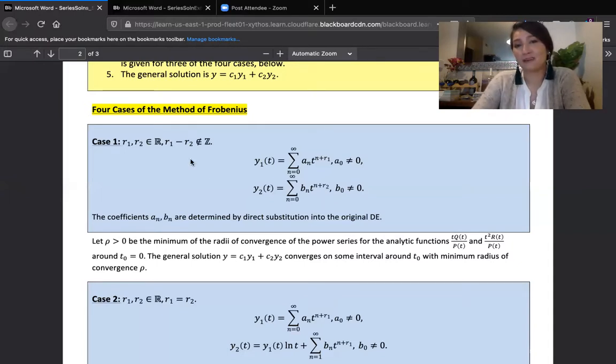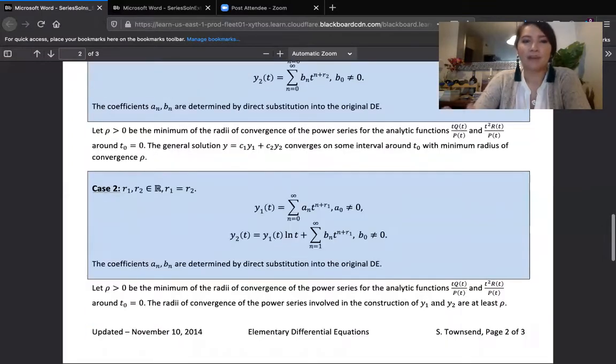So you're basically going to go through the method twice. Now, if r1 and r2 happen to be the same, then y1 will be constructed in exactly the same way that we just talked about. You substitute in that r1 value, and you'll figure out what the a sub n need to be. And then for the second linearly independent solution, you're going to assume that y2 is equal to y1 times natural log of t plus another series. And that series does not start with n equals 0, but it starts with n equals 1. And we're going to call the coefficients in the second series b sub n.